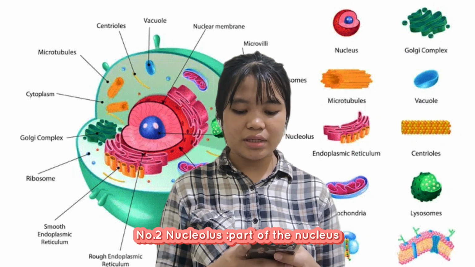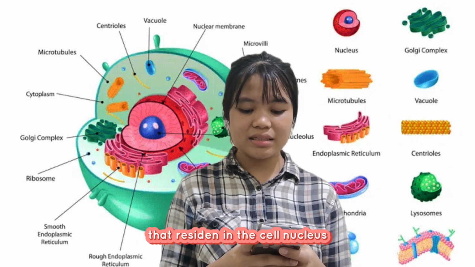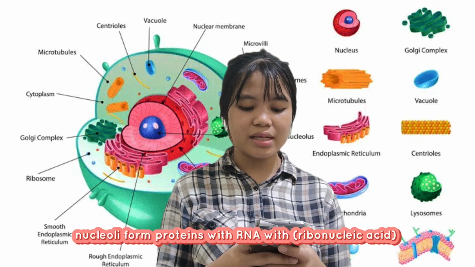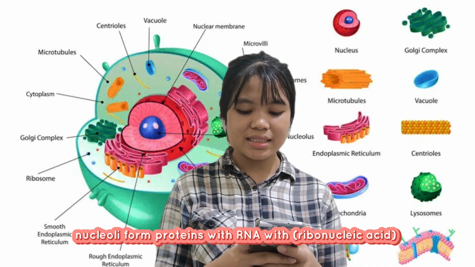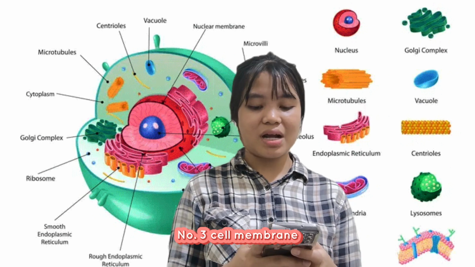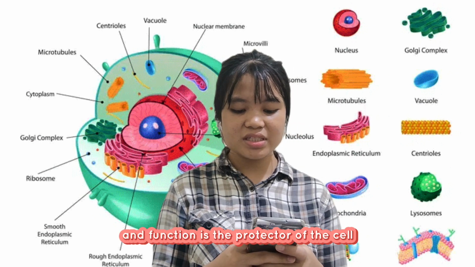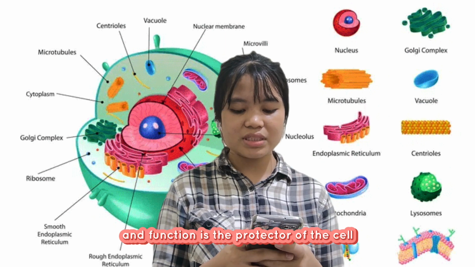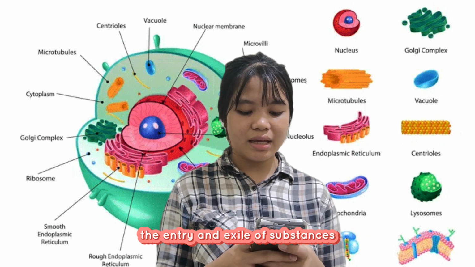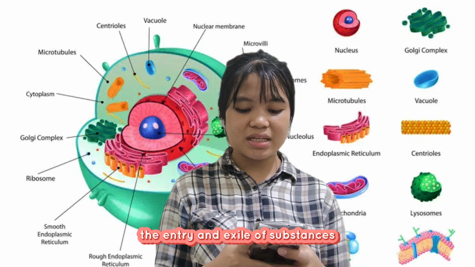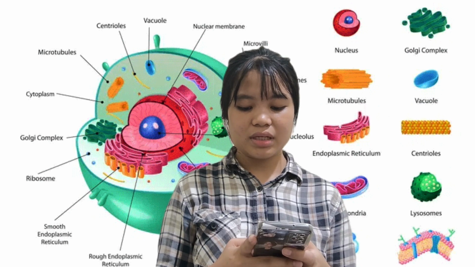Number two, nucleolus. Part of the nucleus that resides in the cell nucleus. Nucleoli form protein with RNA, ribonucleic acid. Number three, cell membrane. The outermost part of the cell, it functions as the protector of the cell, and contains and regulates the entry and exit of substances into and out of the cell.